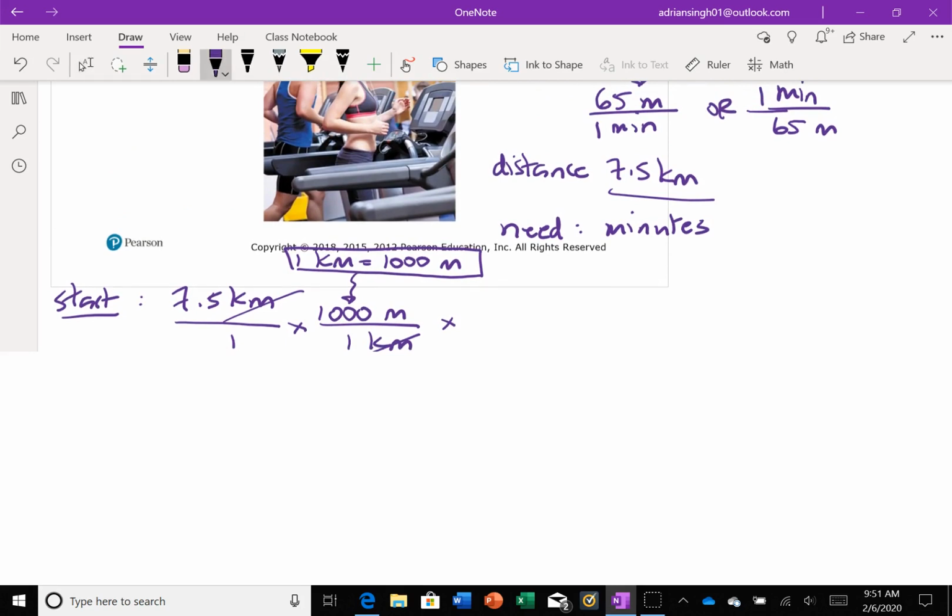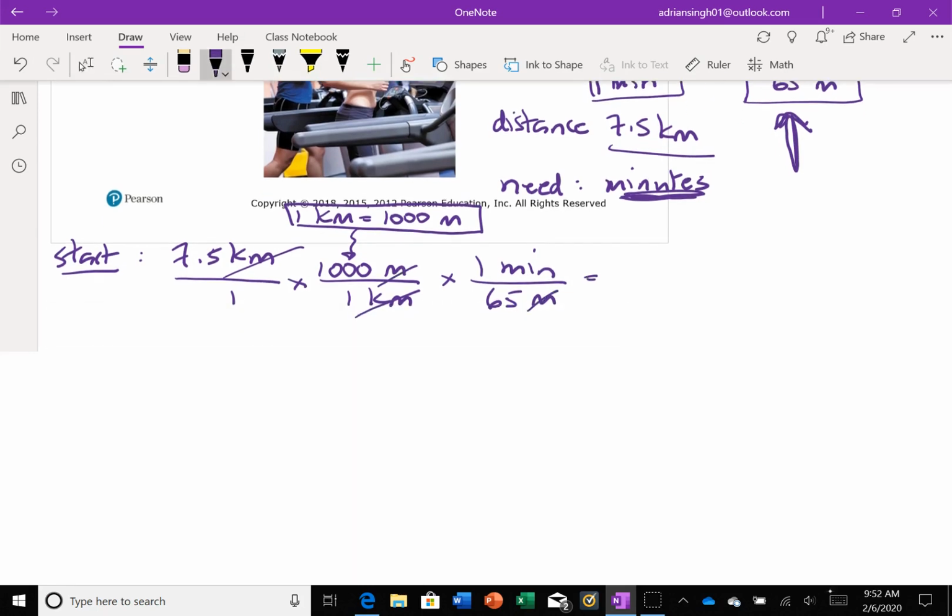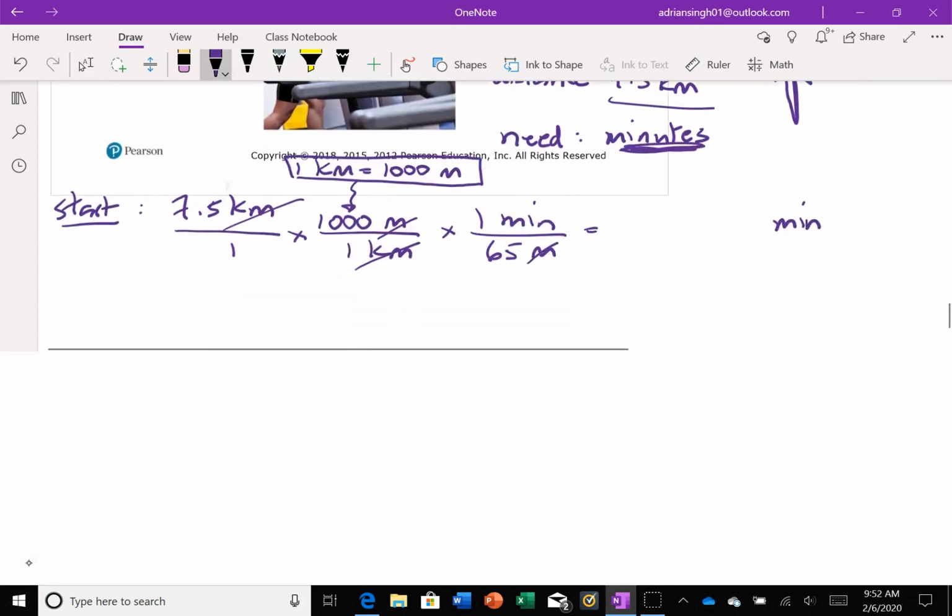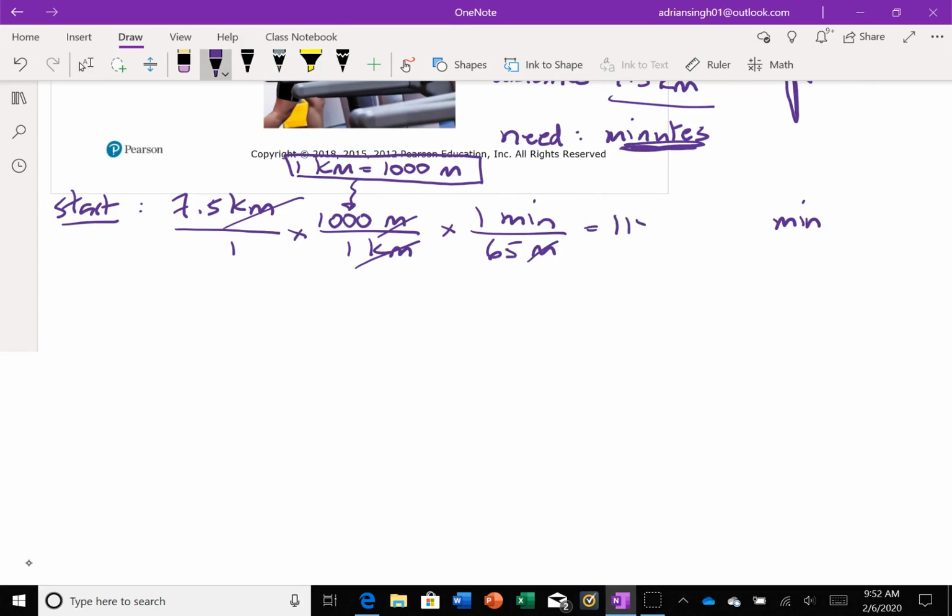And now we can go ahead and use our pace that was given to us, right? We had 2 conversion factors that we generated, and remember, we wanted to end up with minutes as our unit. So we're going to choose the conversion factor that has minutes on top, which is that one. So 1 minute over 65 meters. The meters are going to cancel out, and we end up with minutes as our unit. That makes sense. What we have to do now is to evaluate. And when we evaluate this, we end up with 115.38... All right, that's our calculator answer.